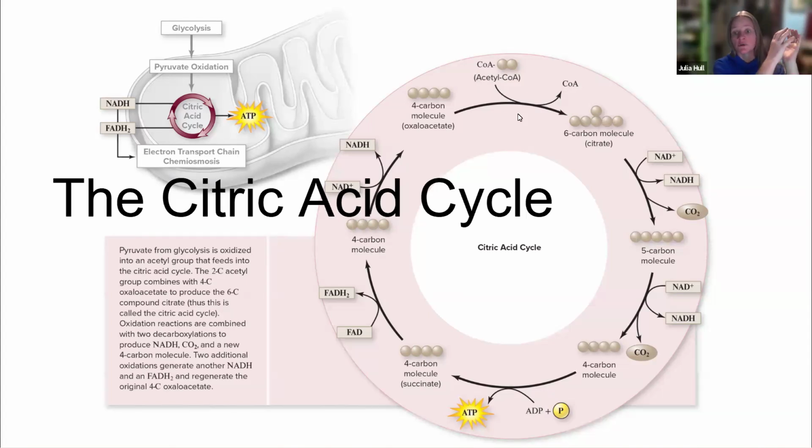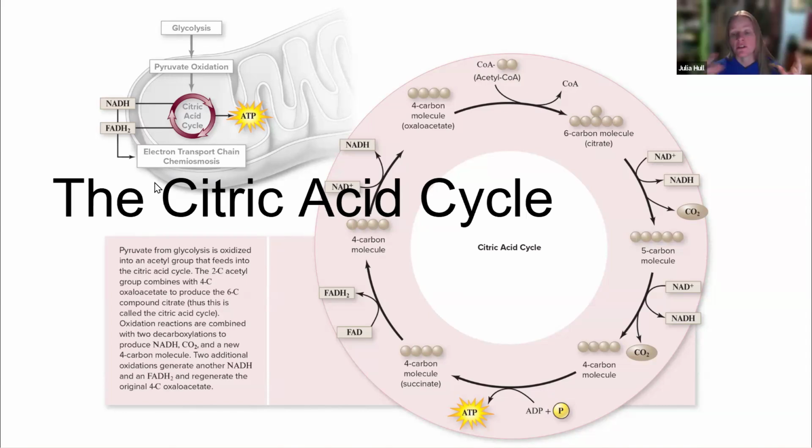This is where we are going to move from the cytoplasm into the mitochondria. So if we look up here and remember the structure of the mitochondria, we have 2 phospholipid membranes, the outer membrane here and the inner membrane here. The citric acid cycle takes place in the matrix, so on the very interior, inside of the inner membrane of the mitochondria.